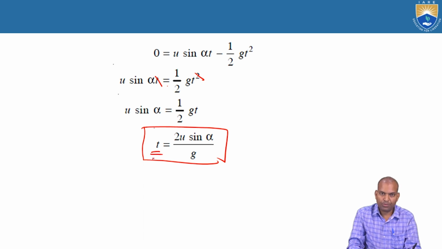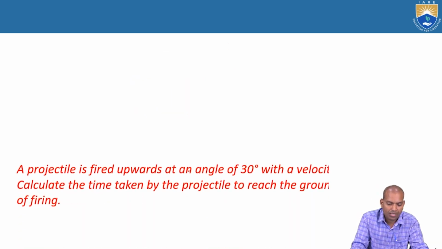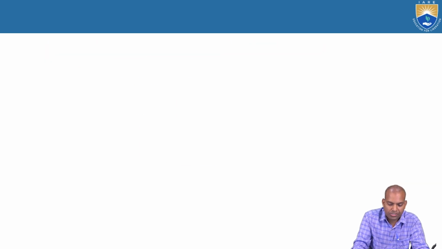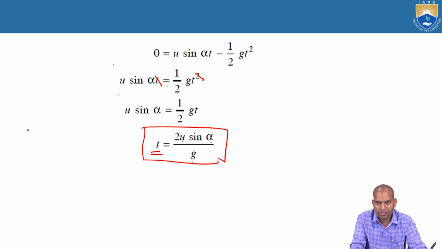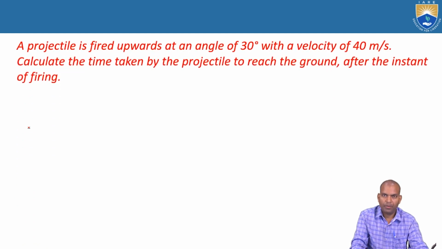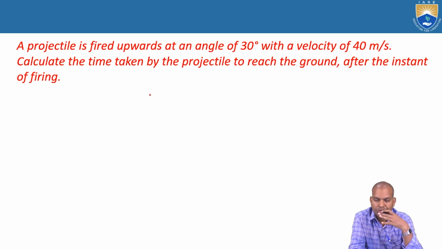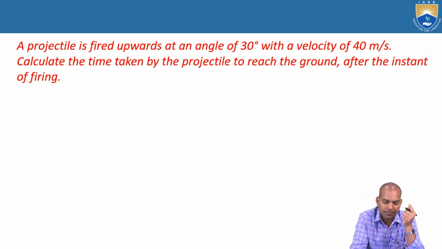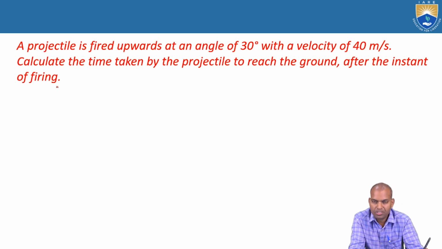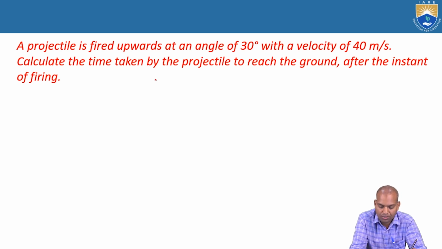Now what is the time? It is the time of flight, where u is the initial velocity, alpha is the angle of projection, and g is acceleration due to gravity. By using this equation, let us solve a problem based on this time of flight expression. A projectile is fired upwards at an angle of 30 degrees with a velocity of 40 meters per second. Calculate the time taken by the projectile to reach the ground after the instant of firing.